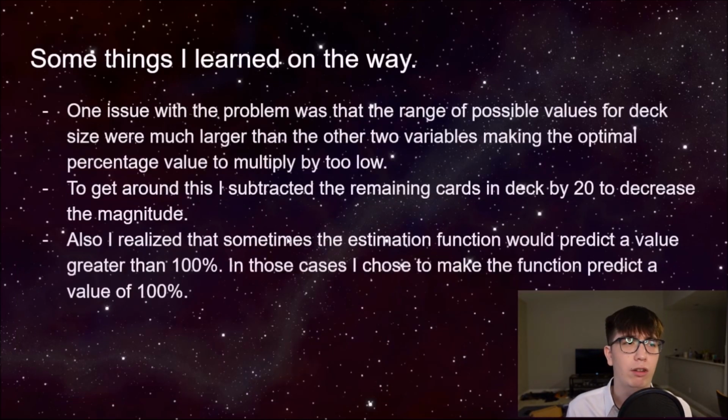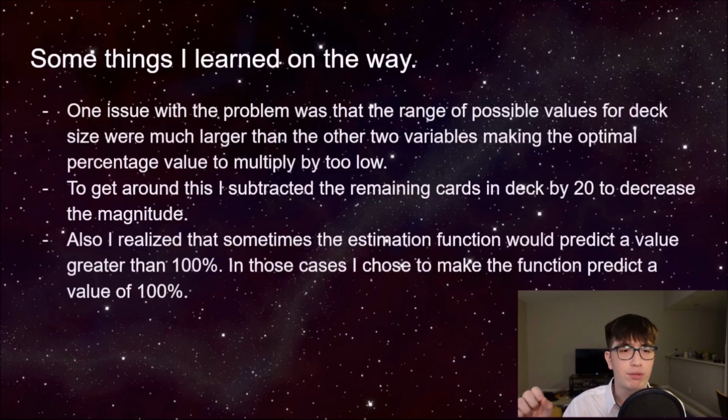Okay, so what did I learn along the way? Well, there were a couple of issues. One was that the range of possible values for deck size was really large, going all the way up to 35. That makes it hard because that number is so much bigger than the other numbers. The percentage that you're multiplying it by goes way down. We need legitimate percentages, like 1 or 2%, not 0.13%. So we need real percentages.